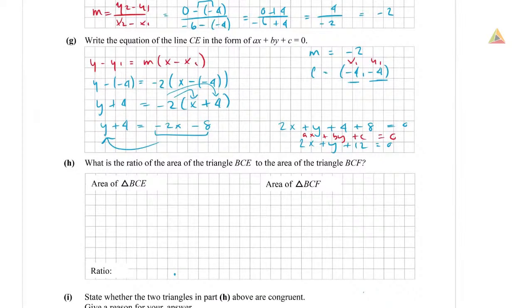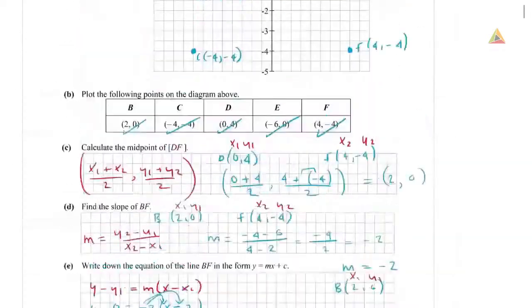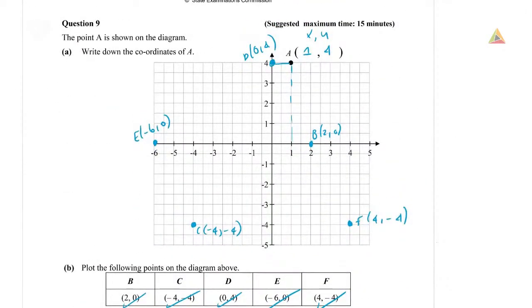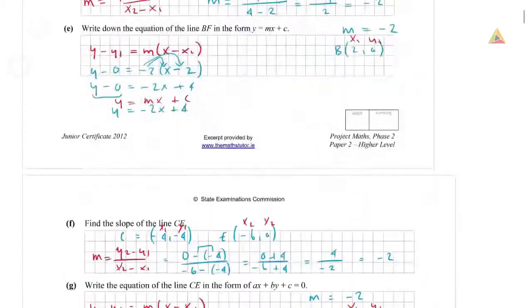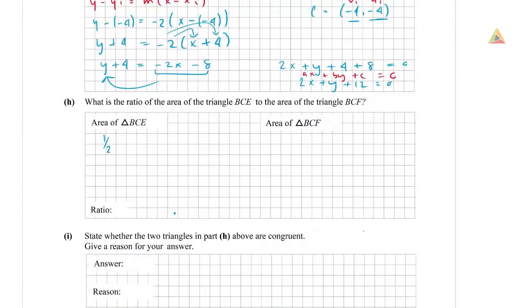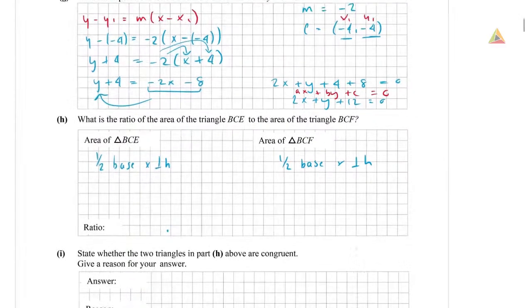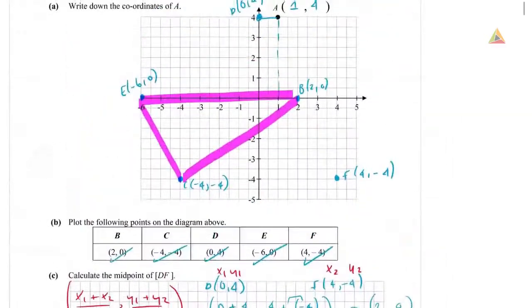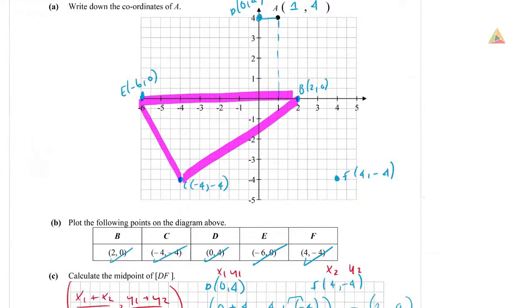H, what is the ratio of the area of the triangle BCE to the area of the triangle BCF? So let's go back up to BCE. So we need to trace out this triangle. So BCE is going to be this triangle here. We need to get the area of this triangle. So area of a triangle, I'm just going to scroll back down for a minute, is half the base by the perpendicular height. And it's going to be the same for this. So half the base multiplied by the perpendicular height. So the base of BCE, let's go back up, the base goes from minus 6 up to 2. That is 8 units. So that's the base.